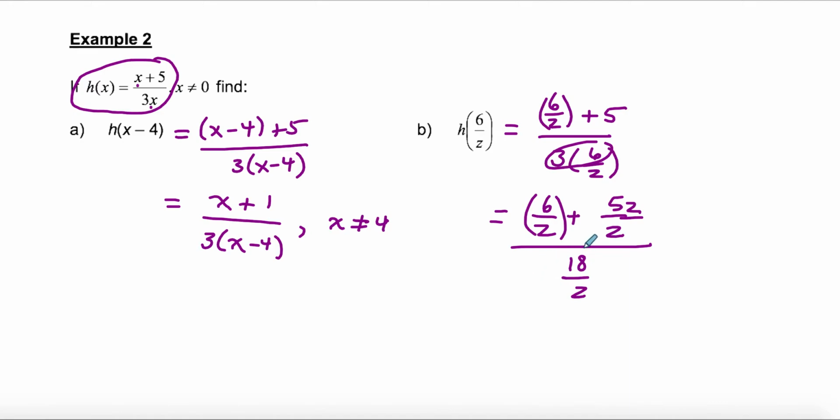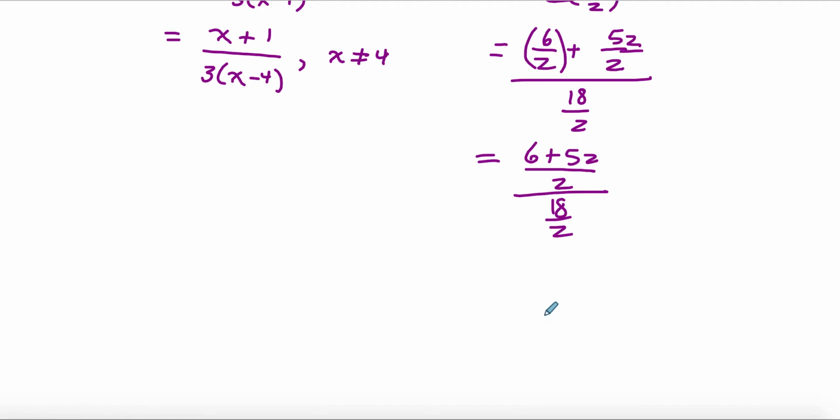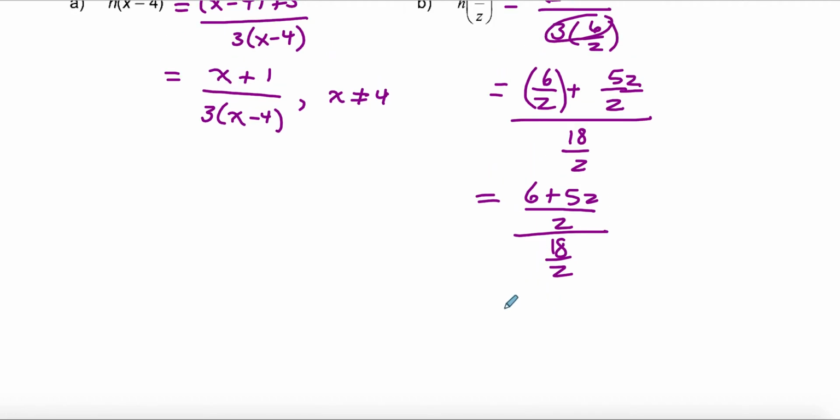So what does this mean? It looks really scary. This is a lot of fractions, so we have a fraction divided by another fraction. I could probably put my numerators together, 6 plus 5z over z, divided by 18 over z. Okay, what are we going to do with that? We have a lot of fractions. You know what makes this a lot easier? I'm going to show you this trick that I really like.